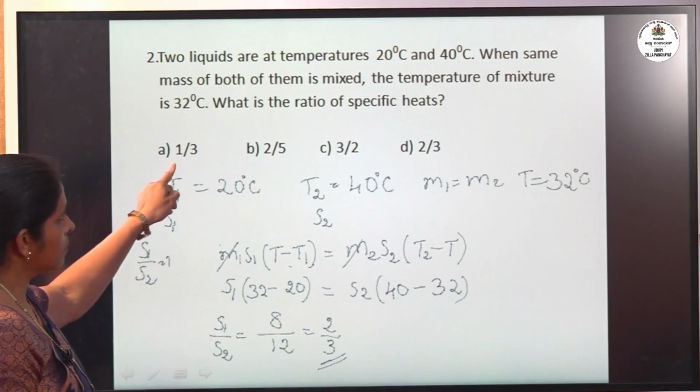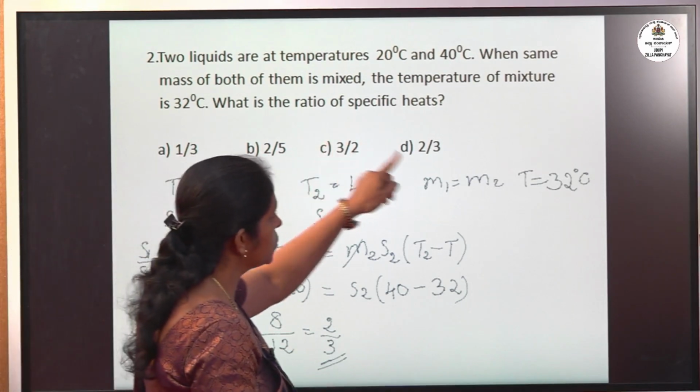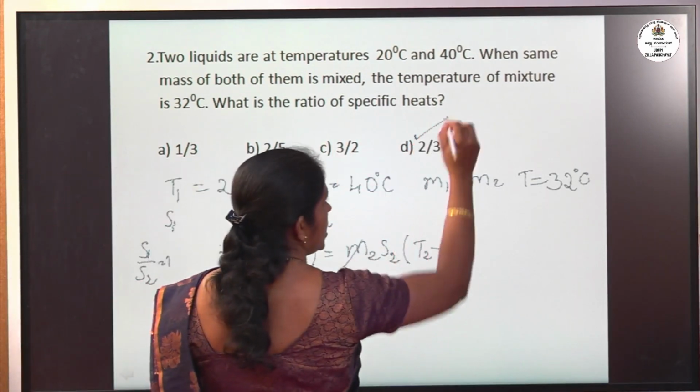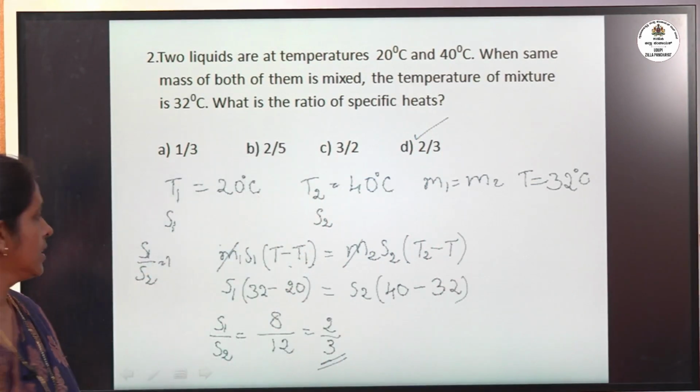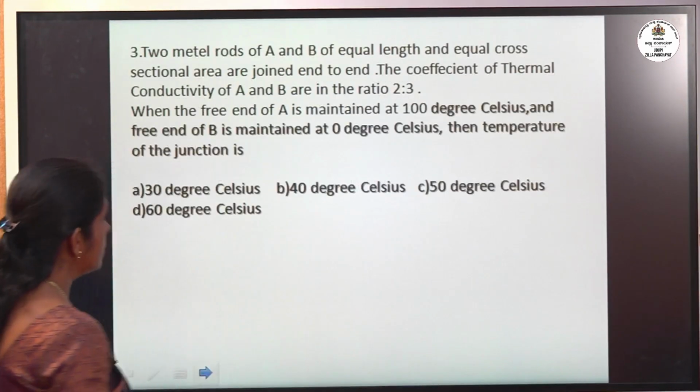We have the options 1 by 3, 2 by 5, 3 by 2 and 2 by 3. Option D is correct. Let us move on to the next question.